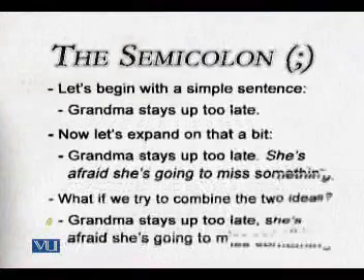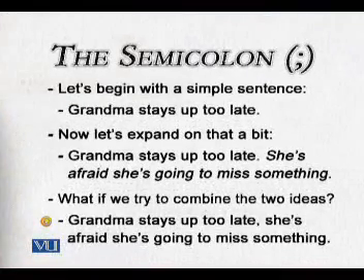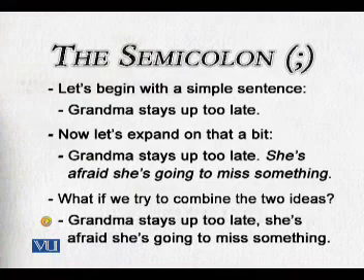Put these two together, divided by a comma. If we put these two together and we separate them with the help of a comma, then of course there'll be a serious error which we call a blunder, the comma splice error. Of course you have read this and I know you know that. The sentence will be a faulty sentence. The fault will be comma splice. Take a look. Grandma stays up too late, comma, she's afraid she's going to miss something. So this is how we have combined these two sentences with the help of a comma, which of course is the faulty combination. What to do now?